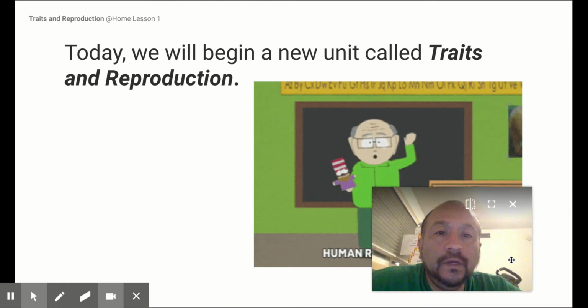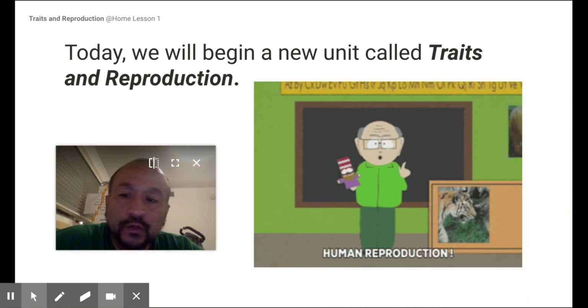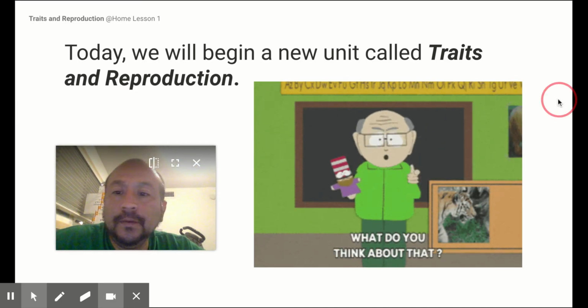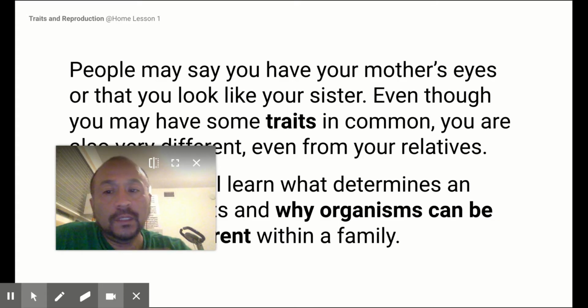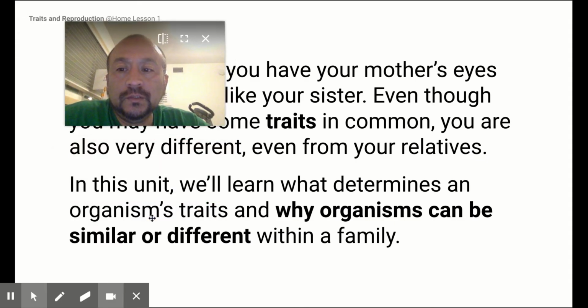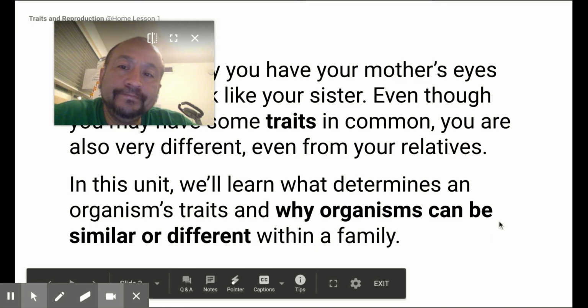So today our unit begins, and it is called Traits in Reproduction. What do you know about that? Here we go. People may say that you have your mother's eyes, or that you look like your sister. Even though you may have some traits in common, you are also very different, even from your relatives. So in this unit, we're going to learn what determines an organism's traits, and why organisms can be similar or different within a family.